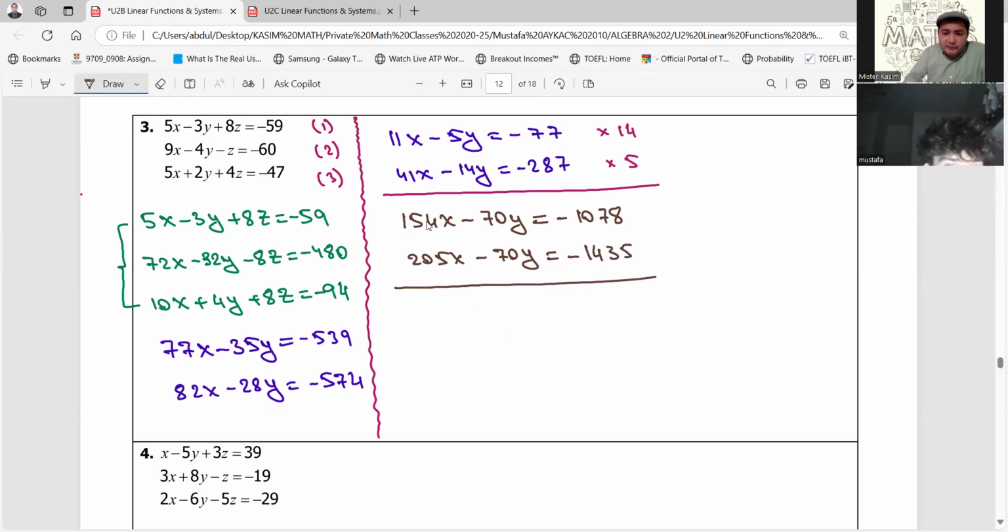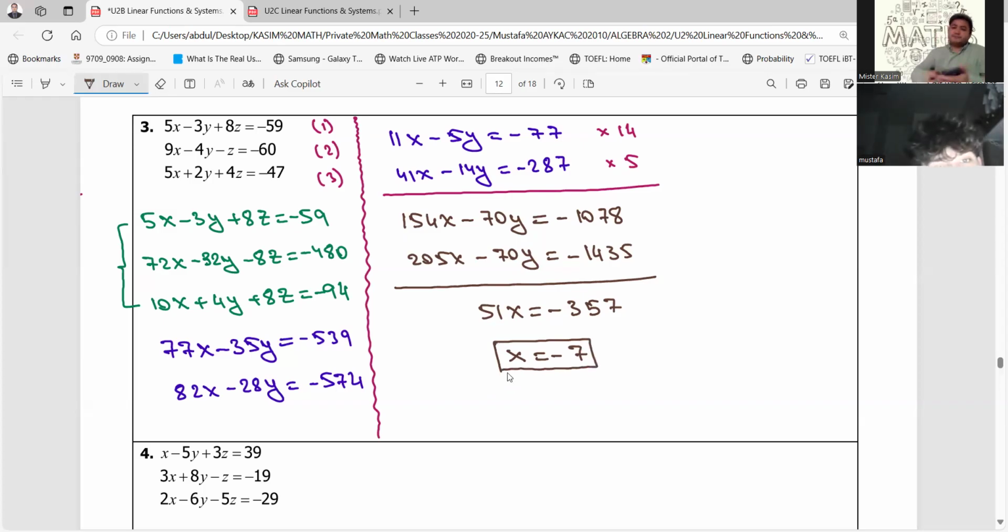Okay, let me subtract the first equation from the second one because 205 is greater than 154. So 205 minus 154 is equal to 51x. And on the right side, negative 357. Now if you divide both sides by 51, you get x. x is equal to negative 7.